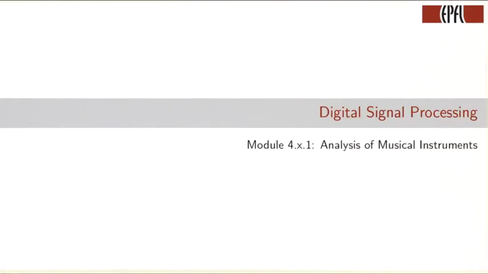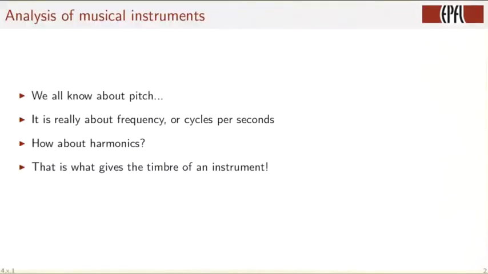Let us look at the analysis of musical instruments. So we all know about pitch. What is the basic frequency, for example, of a singing voice or a particular instrument playing a note? So it is about frequency or cycles per second of the waveform. However, there is not only the basic frequency, there are also harmonics. So if the basic frequency is omega 0, you have 2 omega 0, 3 omega 0, 4 omega 0, etc. that appear also typically in the sound.